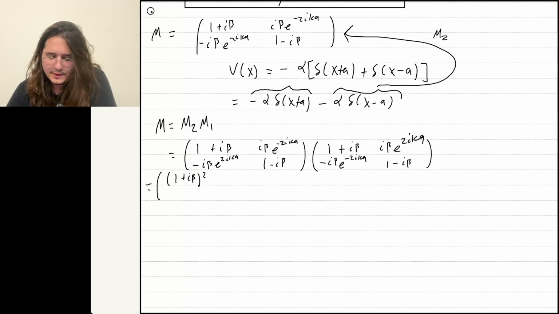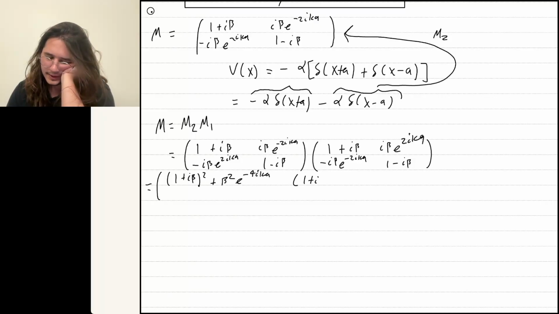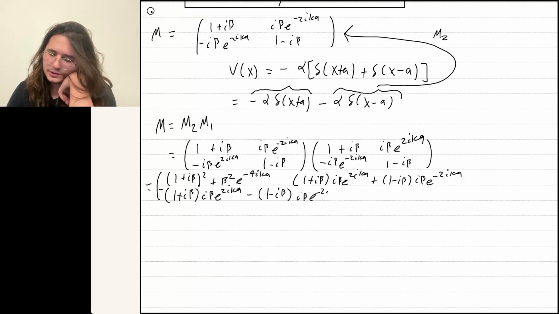So it's 1 plus I beta squared plus, and it's actually, yeah, plus beta squared e to the minus 4ika up there. Then we got 1 plus I beta times I beta e to the 2ika plus 1 minus I beta times I beta e to the minus 2ika. And then down here we got 1 plus I beta times minus I beta e to the 2ika plus 1 minus I beta times, and this is also a minus sign, I think. Yeah, this is going to be a really cool expression. I beta e to the minus 2ika.